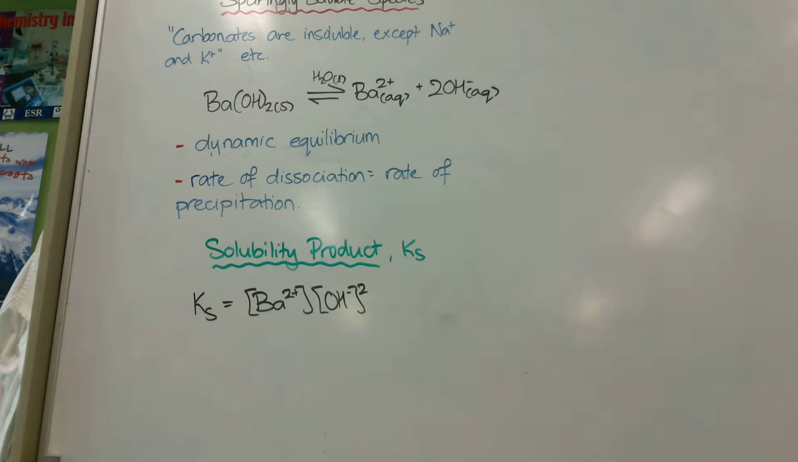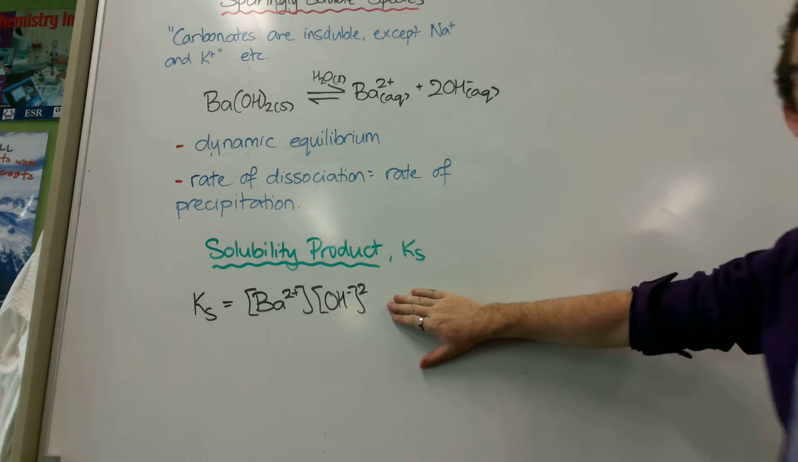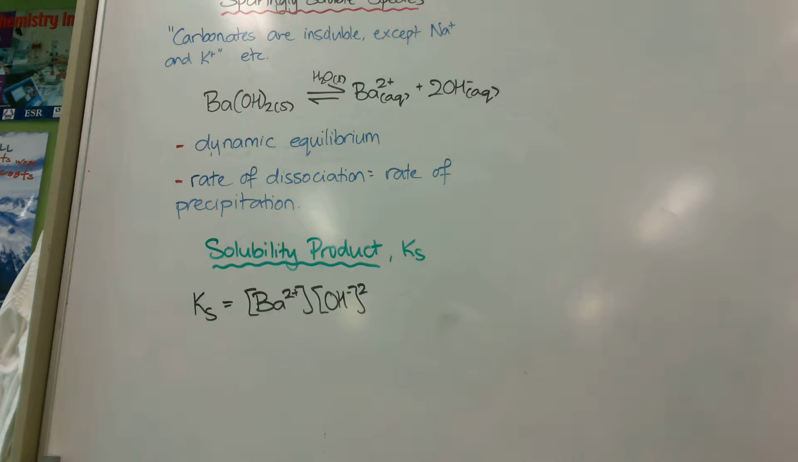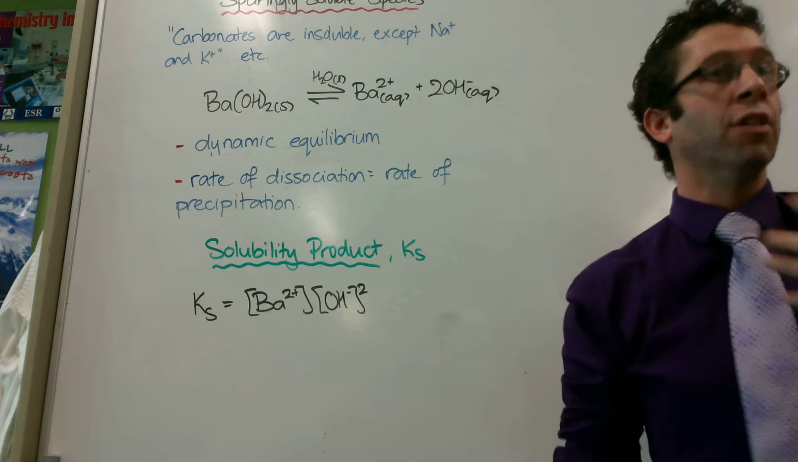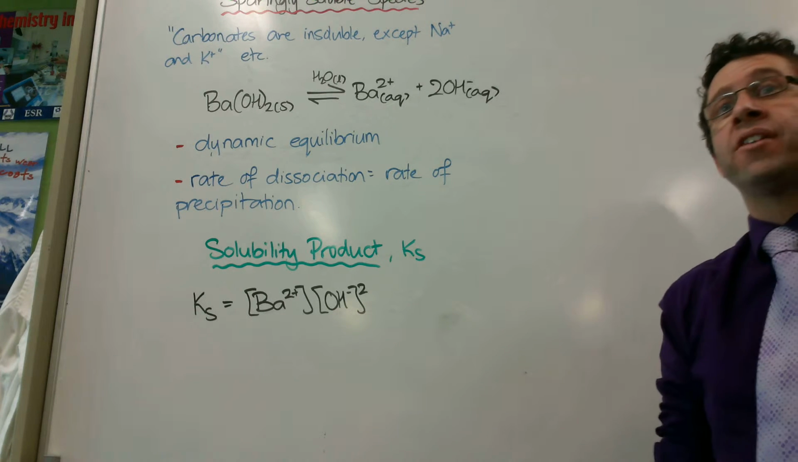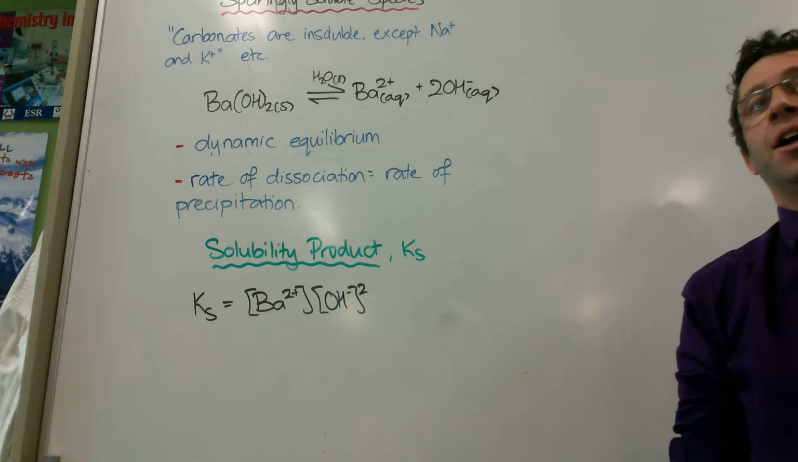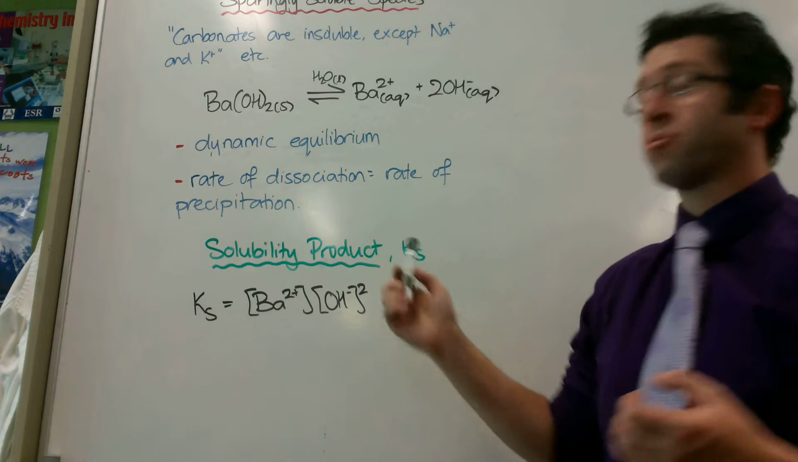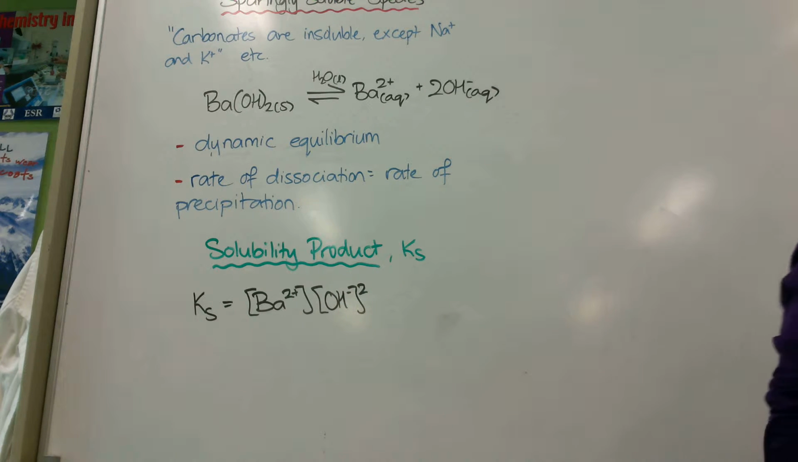Now, because it's an equilibrium equation, we can have an equilibrium expression for this. And we call that the solubility product, or Ksp. It might be easier for you to think of equilibrium constant being Kc. So this is a solubility constant. And a lot of people will write that. If you write that in an exam, it's okay. It's not 100% correct. It's meant to be called the solubility product, but that's okay.